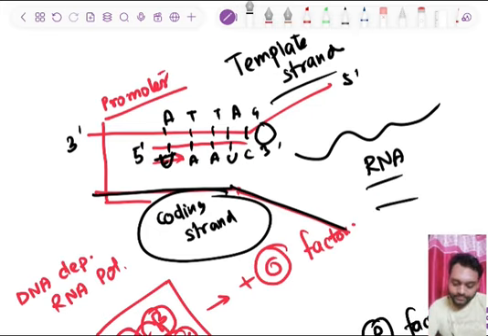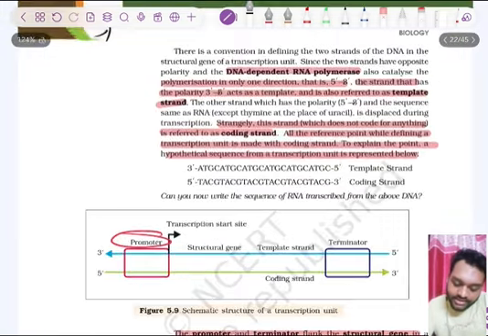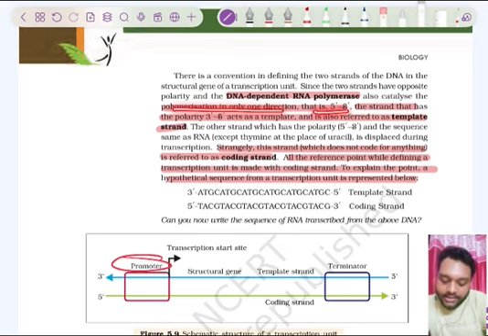Okay, you can see here DNA dependent RNA polymerase catalyzes the polymerization in only one direction, that is 5' to 3' direction, and the strand that has the polarity 3' to 5' acts as a template strand, also referred to as template strand, right? Strangely, the strand which doesn't code for anything is referred to as coding strand, because all the reference point while defining a transcription unit is made with the coding strand, right?